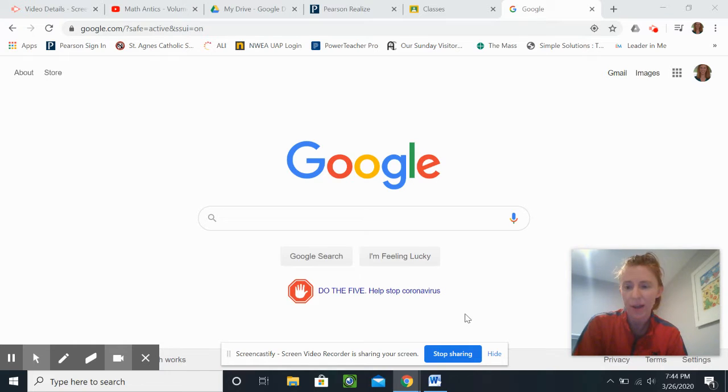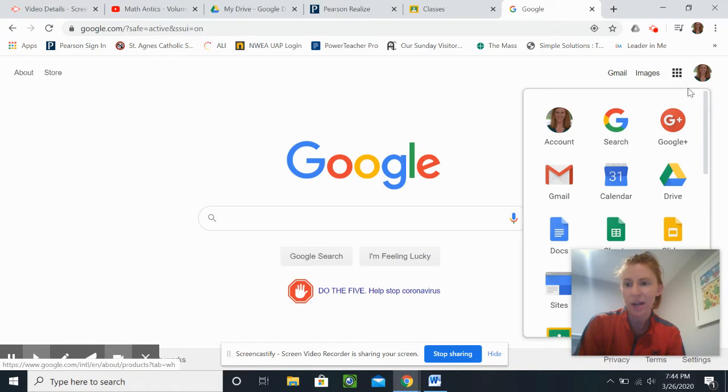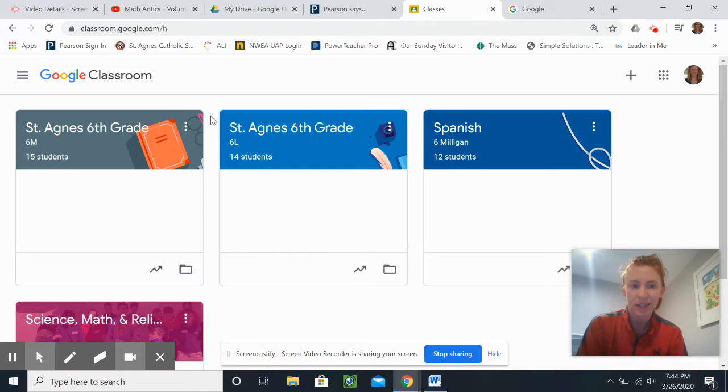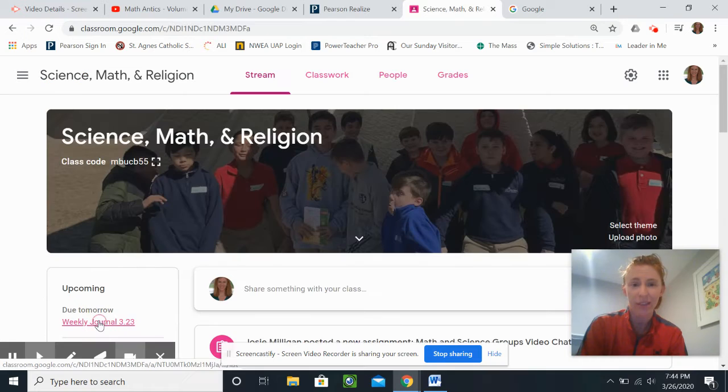We'll start by hitting it up with Google. We will head to Google Classroom. You will click on this 9-dot icon. You will scroll down, see the chalkboard in green with the orange border. You will see a new tab called Classes. The one for math is Science, Math, and Religion. You will click on that.